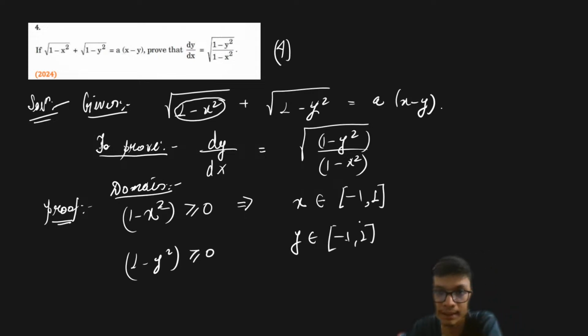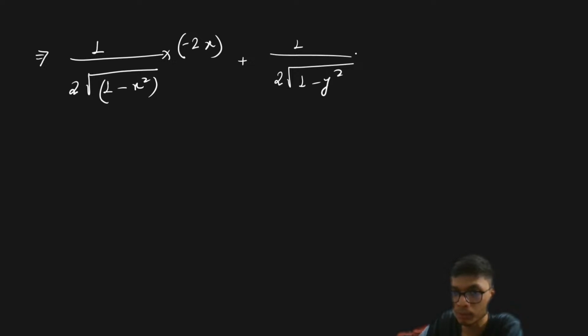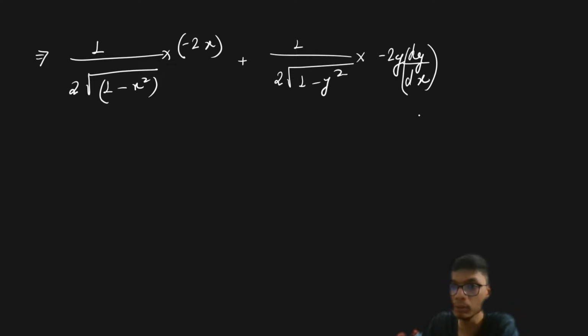Now in order to prove this relation, I will differentiate this entire relation with respect to x. We know the differentiation of square root of x is 1 upon 2 square root of x. Then by using the chain rule, I write minus 2x. Then plus 1 upon 2 times square root of 1 minus y square into minus 2y dy by dx, because I'm differentiating with respect to x, which equals a times (1 minus dy by dx).